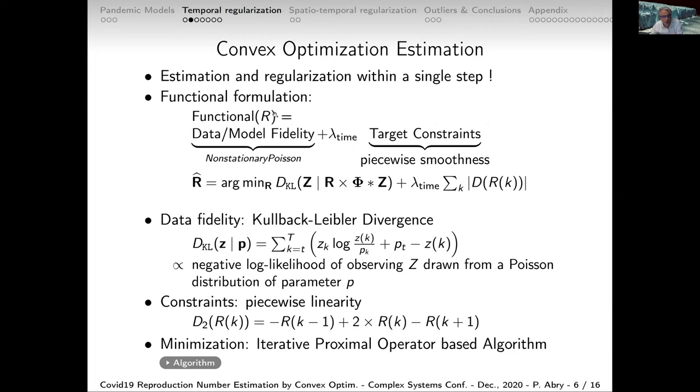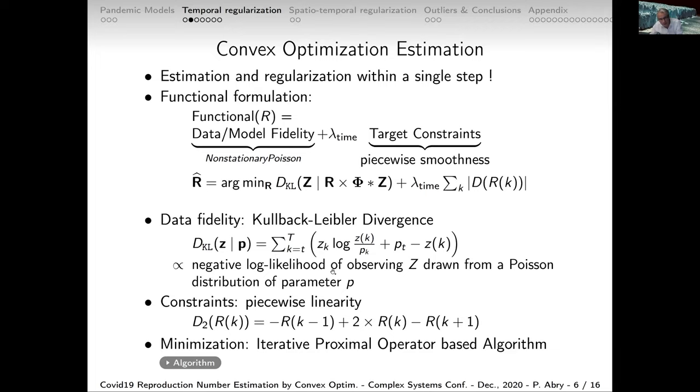So the functional is going to be, you get an estimate of R by having first a term which balances the fidelity between data and model against some properties that you would like the estimate to have. In our case, as we said, the data follow a Poisson distribution with non-stationary parameter, so the natural way to assess the data-model fidelity is not to use an L2 norm, but a Kullback-Leibler divergence, that you can write like this, which essentially corresponds to a negative log likelihood.